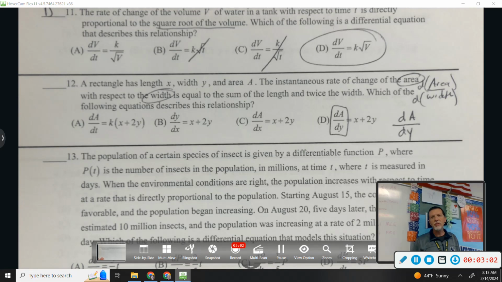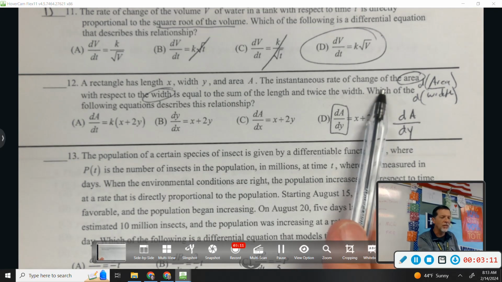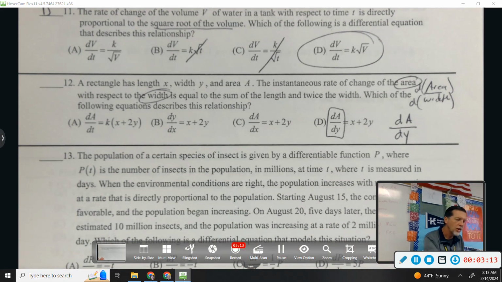So that really wasn't about what it's proportional to. That's what we're used to looking at. This was how do you interpret this as a derivative. Be careful which one of those ones you picked. But it looked like most of you got that one right.